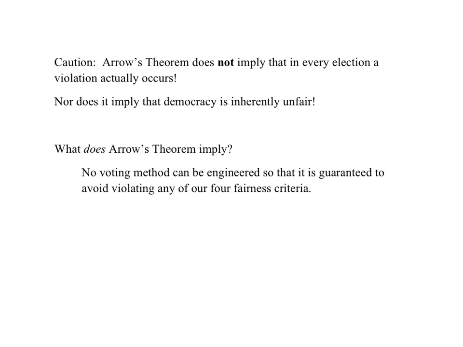It's also not saying that democracy is unfair. It does not imply those things, even though some students come away from a course like this mistakenly thinking that that's what Arrow's theorem says. So what does Arrow's theorem say? What does it imply? It implies that no voting method can be engineered, no matter how smart we are.